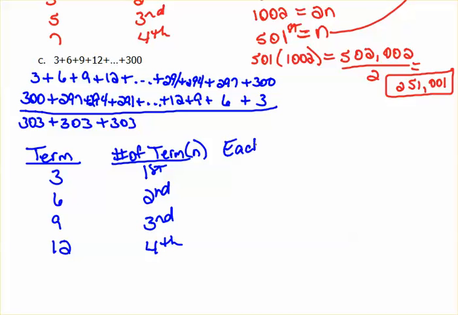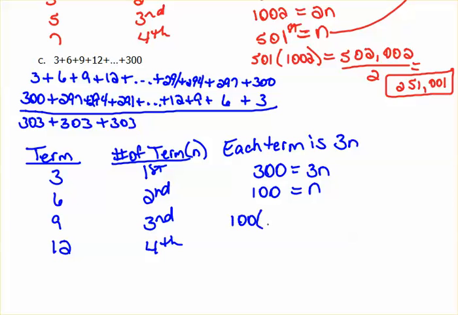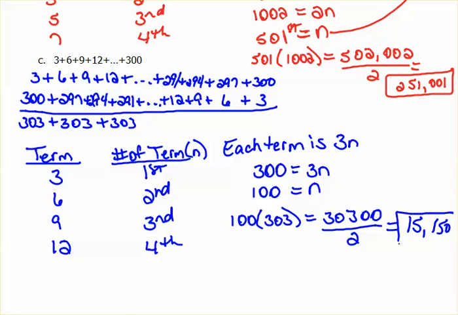So each term is 3n. So if we know that 300 has to follow that pattern, if 300 is 3n, we can solve for n, and that will tell us how many terms we have. So that means that n equals 100. So we have 100 pairs of 303s. So 100 pairs of 303s, that would end up giving us 30,300. Now that's twice as many as we should actually have, so if we divide that by 2 we get 15,150. So that would be our sum.